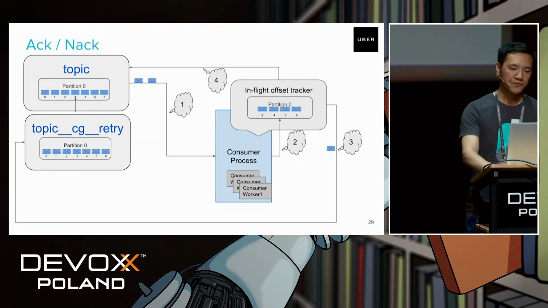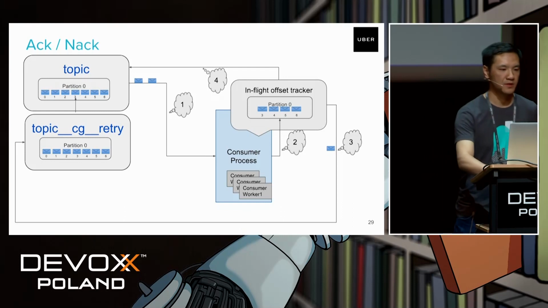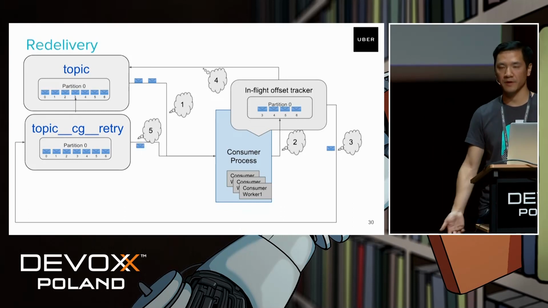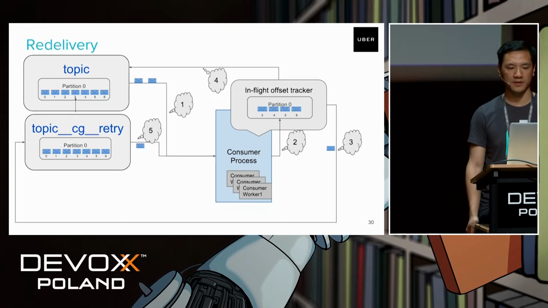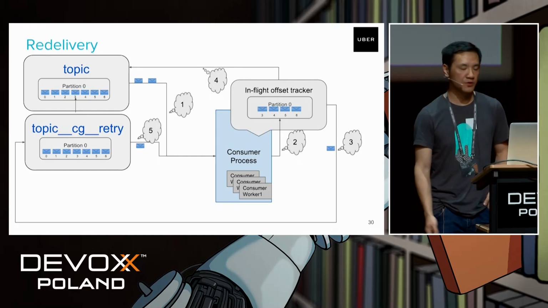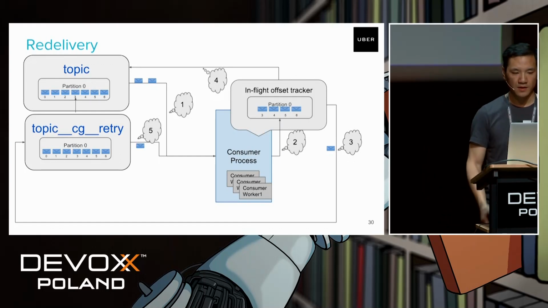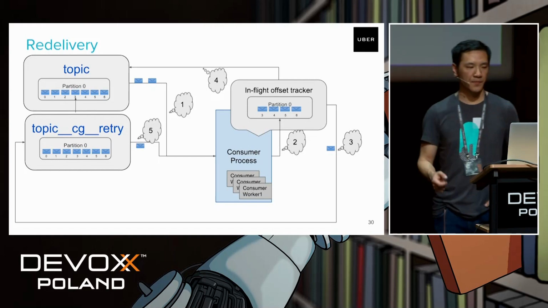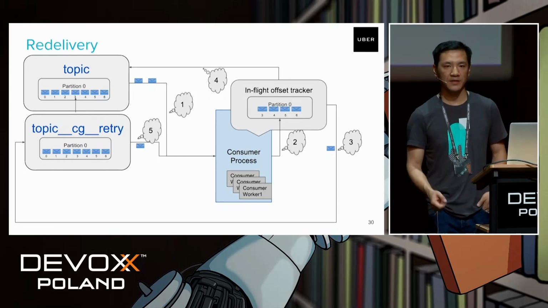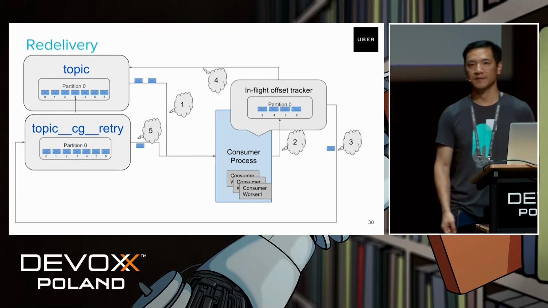So what do we do for the message that was produced to the retry topic? That's how the redelivery works. The consumer process will reconsume the message from the retry topic. And we also put the retry count in the message header to indicate how many times it has been retried.